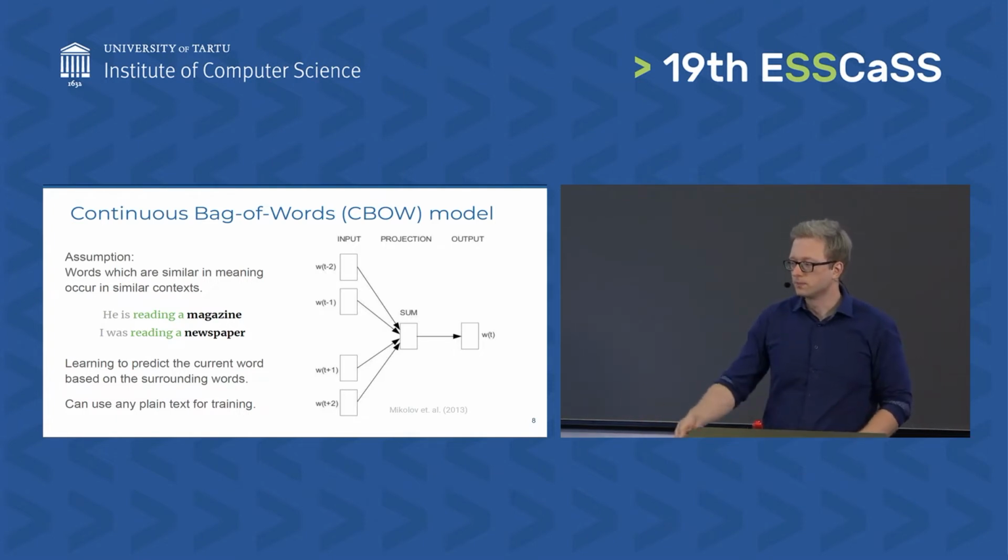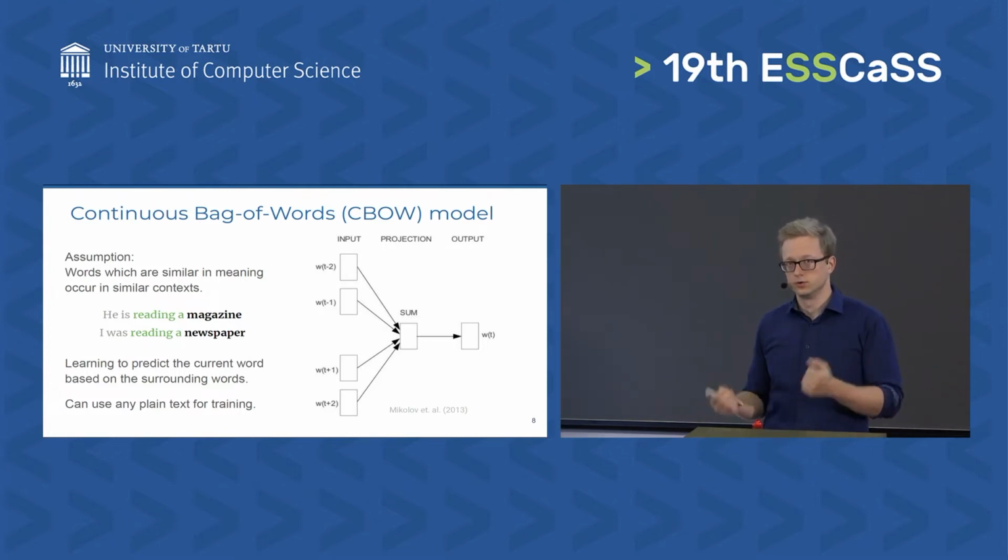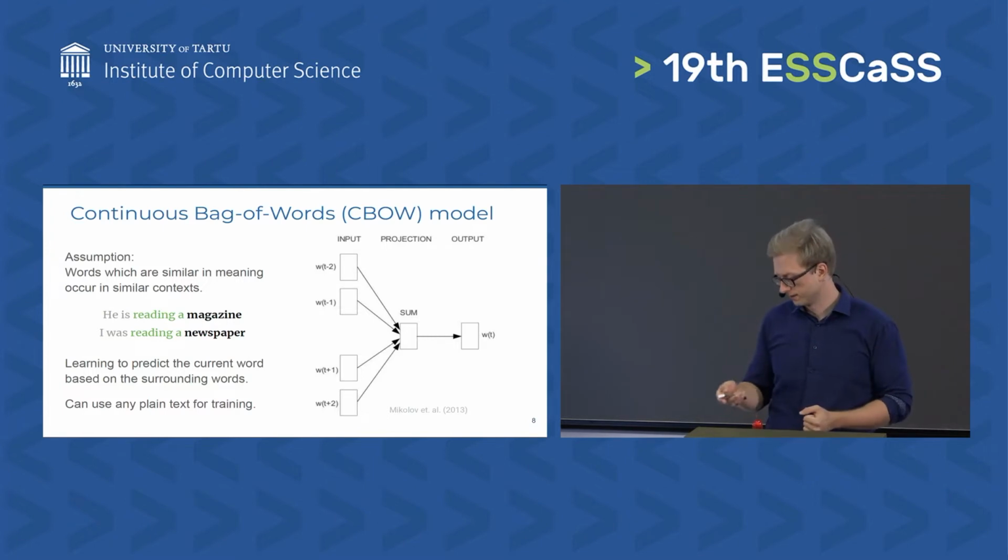And then it optimizes the whole thing, so it optimizes both the context vectors over here and the target vector over here. And we can train this on a huge amount of plain text and get really informative and useful word representations out of it.